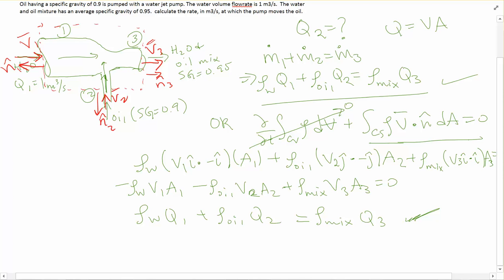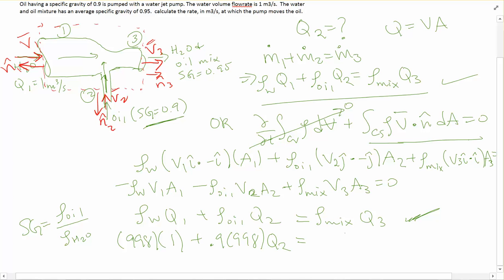Now let's plug in our values that we have. We know what rho of water is, the density of water that's easily found in a table. That's 998. Our Q1 was given to us, that was 1. Rho of the oil, we're not given the density, but we are given the specific gravity, which is 0.9. And remember, we can relate specific gravity and say that that is rho of the oil over rho of H2O. So in this case, for the density of the oil, we can write that that's 0.9 times 998 times Q2.